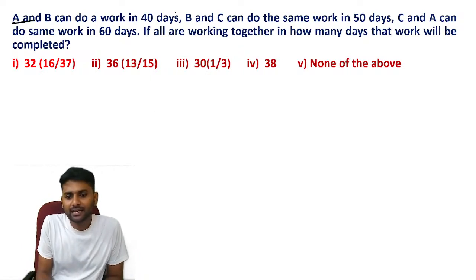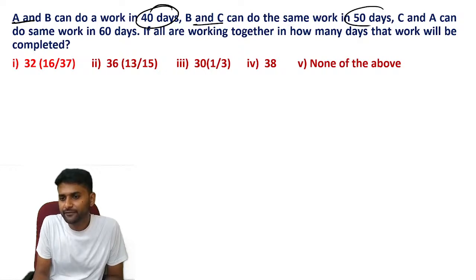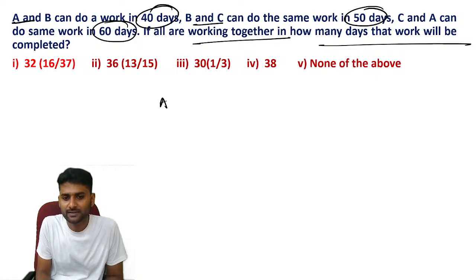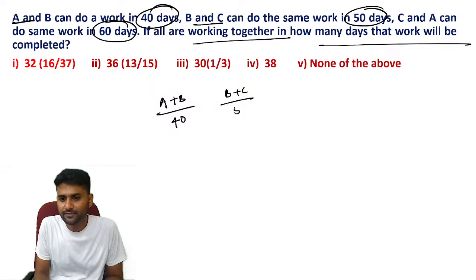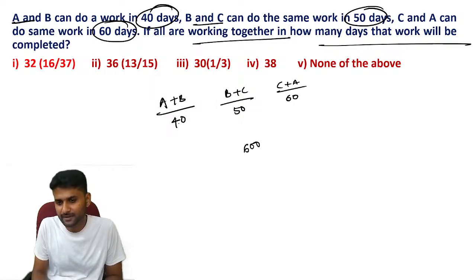Now see, A and B can complete the work in 40 days. BC take 50 days. CA take the same work in 60 days. If all work together, how many days does it take? AB takes 40 days, BC takes 50 days, CA takes 60 days. Here the total work is the LCM of 40, 50 and 60. If you go through that, the common multiple is exactly equal to 600. Now AB efficiency, AB completes 15 units per day, BC 12 units per day, CA 10 units per day.